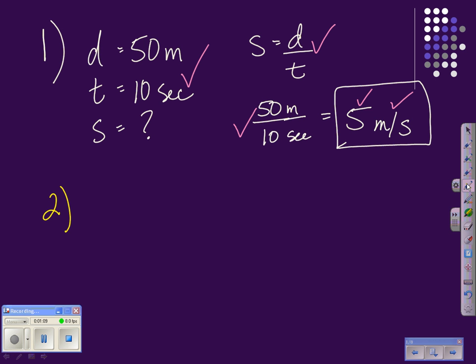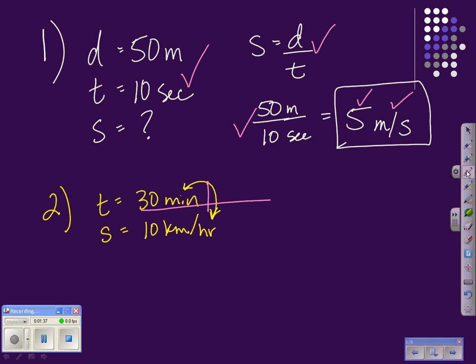Number 2. A cyclist travels for 30 minutes. Well, 30 minutes is time, so we're going to put 30 minutes here. And they have an average speed of 10 kilometers per hour. Well, here's a problem. Minutes and hours are not the same units, so I'm going to need to convert one. The easier one to convert, in my opinion, would be the minutes, because I know for every 60 minutes, there's 1 hour. So when I do that, 30 divided by 60 is 0.5 of an hour.